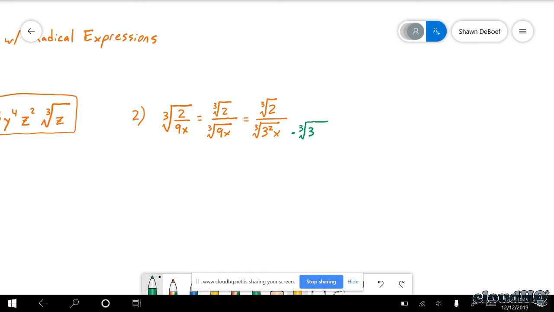But now let's take a look at the x's. Currently I have 1x. And because the index is 3, because it's a cube root, I want 3 x's. I only have 1. How many more do I need? 2. I'll need to bring 2 more in. Now I'll have to do that to the numerator also. So let's go ahead and write that.